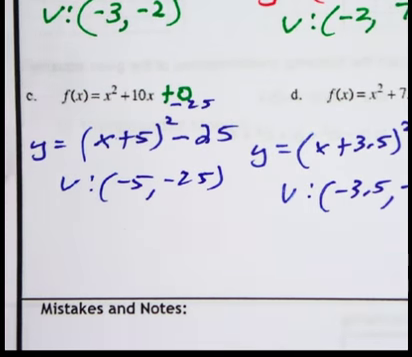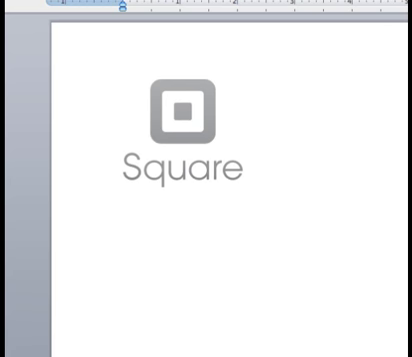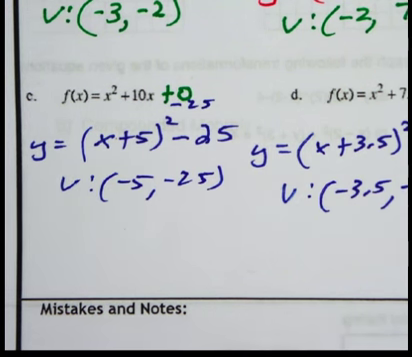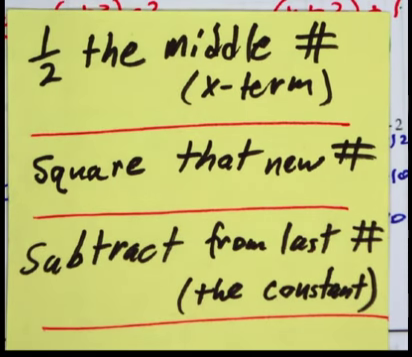So again, it all comes down to this process. Half, square, subtract. Now, if you want to see that as far as the notes go, then the notes are just simply this right here, where you take half the middle x term, square that new number, subtract it from the constant, write it in graphing form, and you are good.